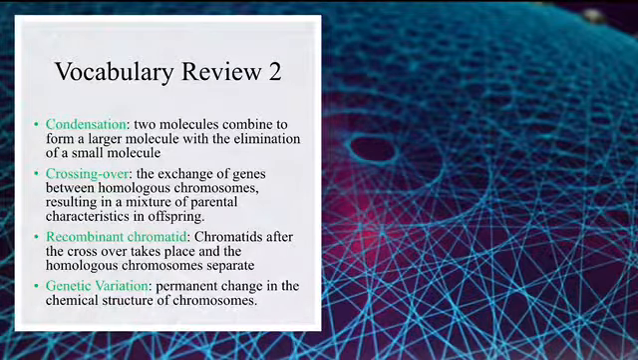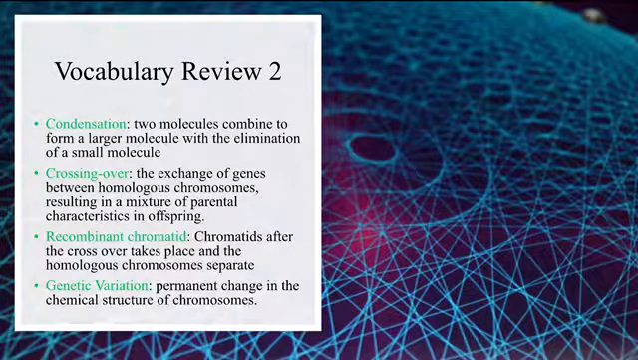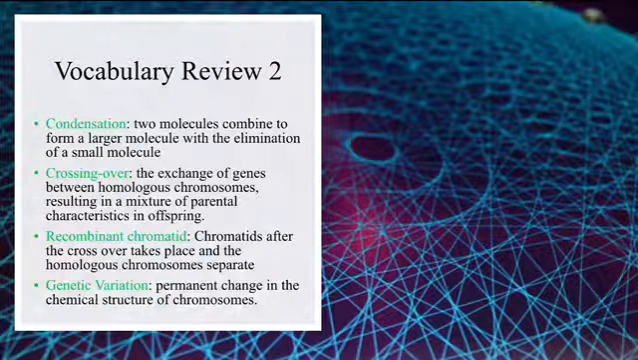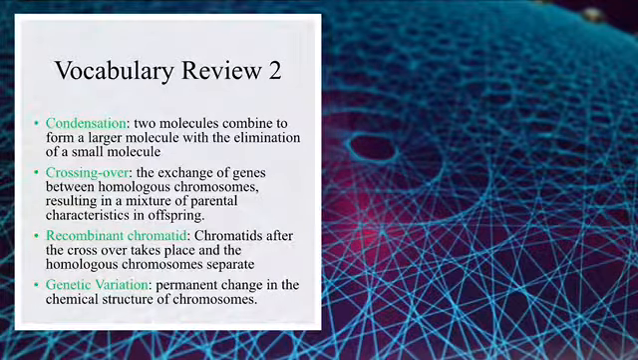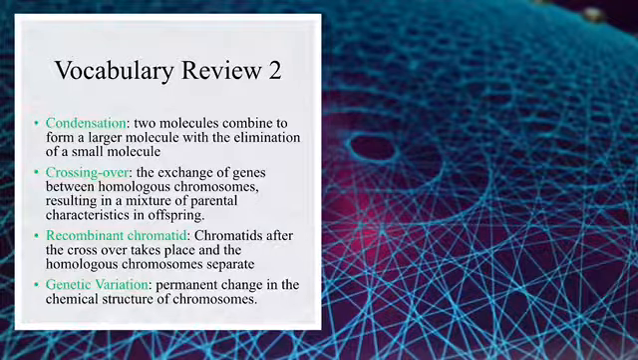Crossing over is just the exchange of genes between homologous pairs of chromosomes, and it results in a mixture of paternal and maternal characteristics for the offspring. Recombinant DNA chromatids, remember that's just a review of what we call the product after crossing over, and then genetic variation is just a permanent change in a chemical structure of chromosomes.